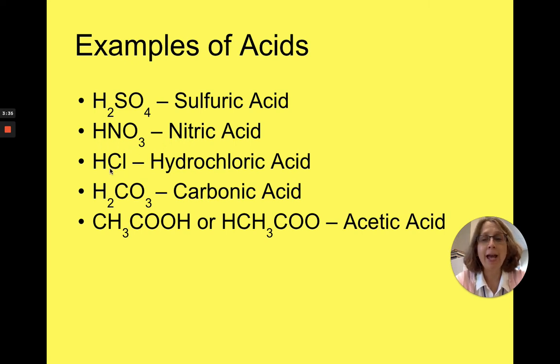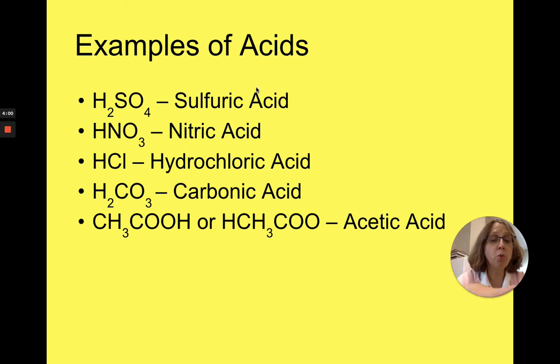HNO3 is nitric acid, HCl is hydrochloric acid, H2CO3 is carbonic acid. Now there are these things called organic acids. They have carbon and hydrogen in them, all of them, and this is acetic acid that's found in vinegar. It's oftentimes written with the H on the end, but sometimes it's written with the H on the beginning. So either one of these could be a formula for acetic acid.